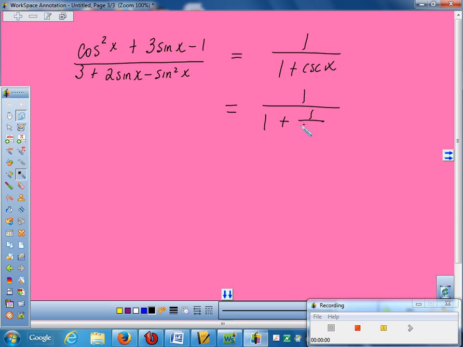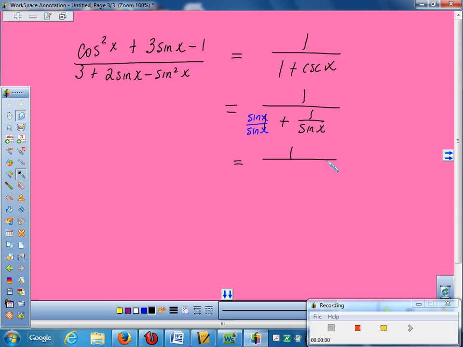Number 1, yes, so I can change it to 1 over sine. Oh goody, now I have a fraction in the denominator of a fraction. So before I can get it out of there, I've got to get the bottom added together into one fraction. It's just going to be a sine on the top. Isn't one the same thing as sine over sine if I make a common denominator? It's going to end up being just one.